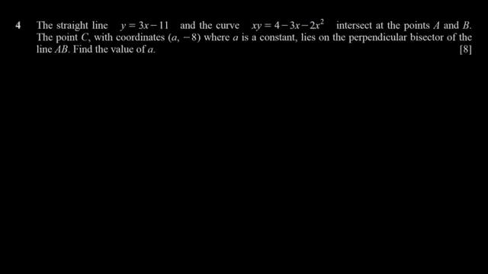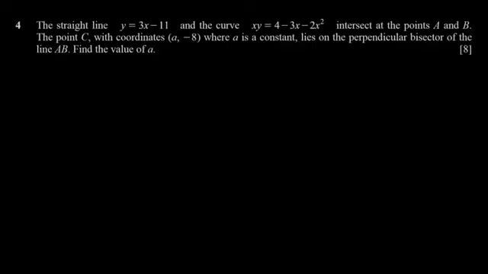Okay, here we are in question 4. We've got the straight line y equals 3x minus 11, and this curve here. They intersect at the points A and B. And the point C with coordinates (a, -8), where a is a constant, lies on the perpendicular bisector of the line AB. Find the value of a.